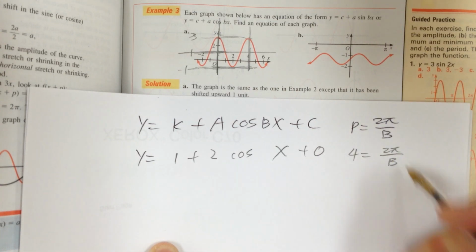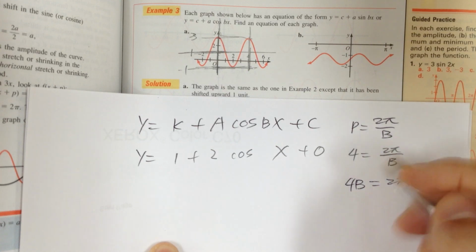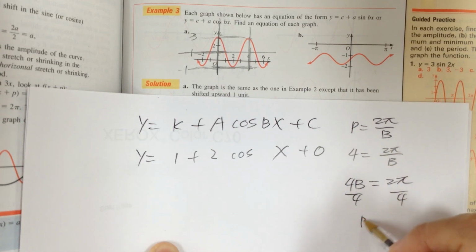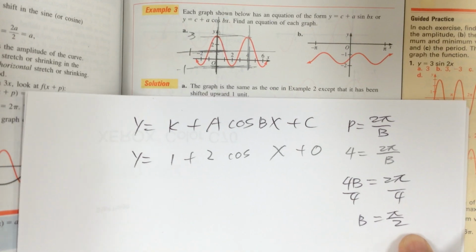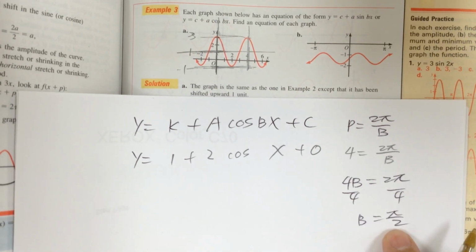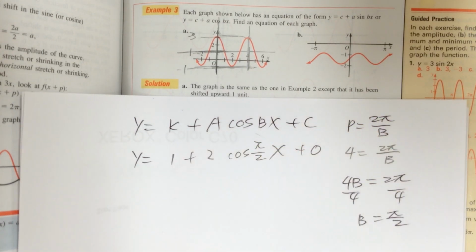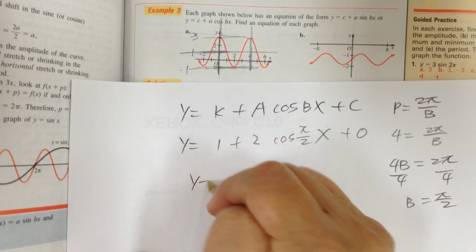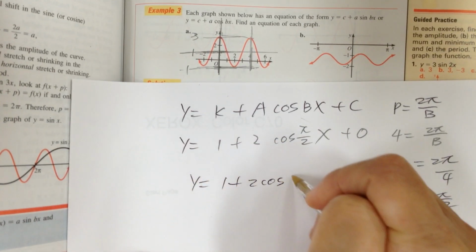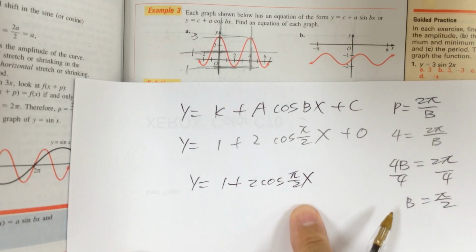Okay, so you cross multiply. So 4b equals 2 pi. Divide by 4, divide by 4. So b equals pi over 2. Okay, so once you know b equals pi over 2, you put it in here. Okay, and simplify things a little bit. So y equals 1 plus 2 cosine of pi over 2x. Okay, and that's your answer.